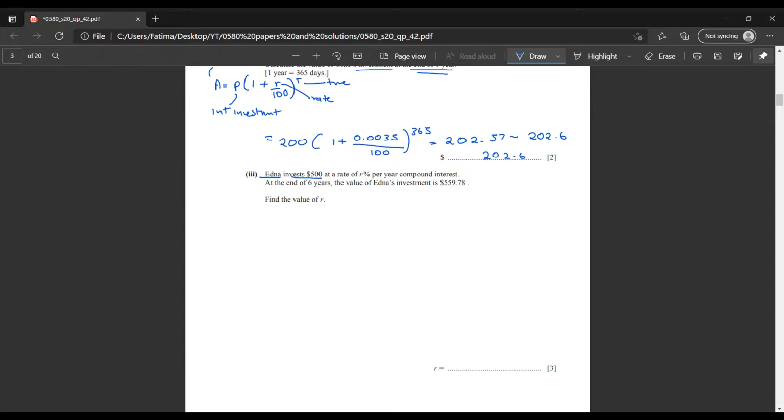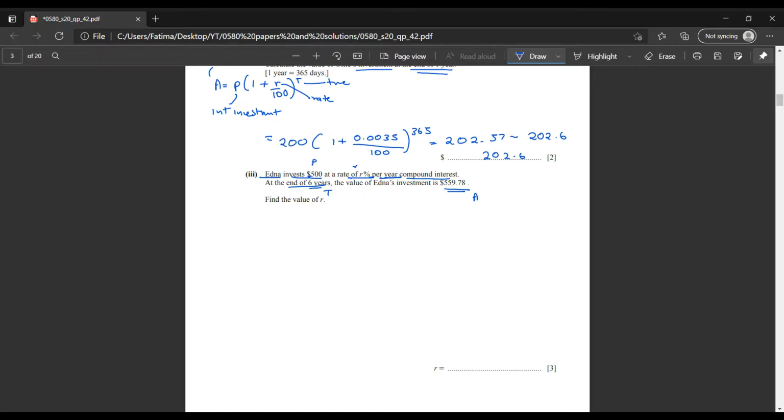Then for the third part, Edna invests that much. This is our initial value, P, at a rate of R%, which is our rate per year compound interest. So we'll be using the same formula, and at the end of 6 years, we know that her total investment or final amount happens to be this much. So this is our A value, this is our time, this is our rate, and this is our initial value.